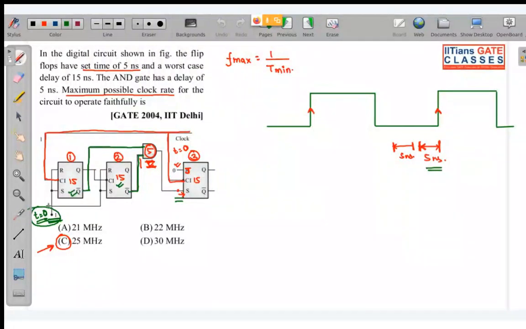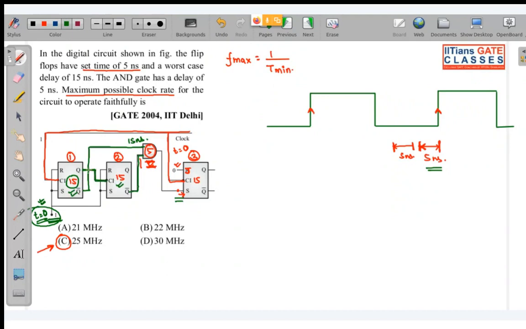Now you can see that if suppose at T equal to 0, I give this input, then after 15 nanosecond, output Q0 will be produced. So we will get this after 15 nanosecond. But you can see that basically this is the clock for this one.